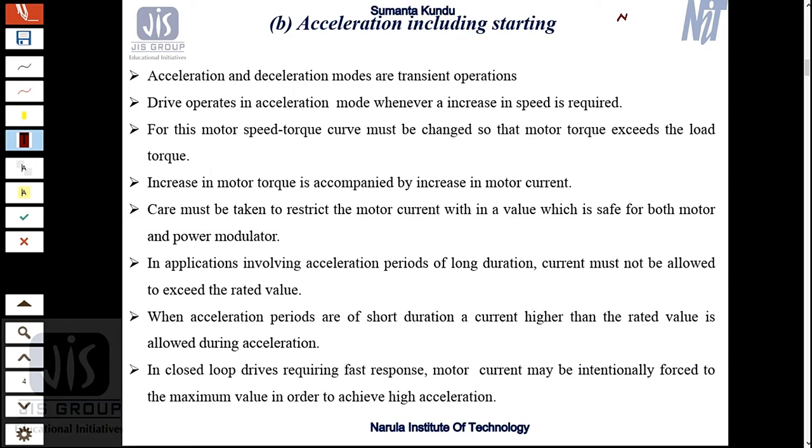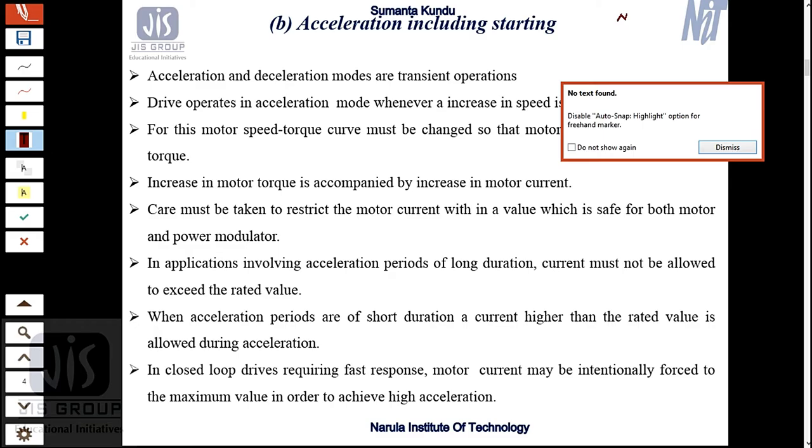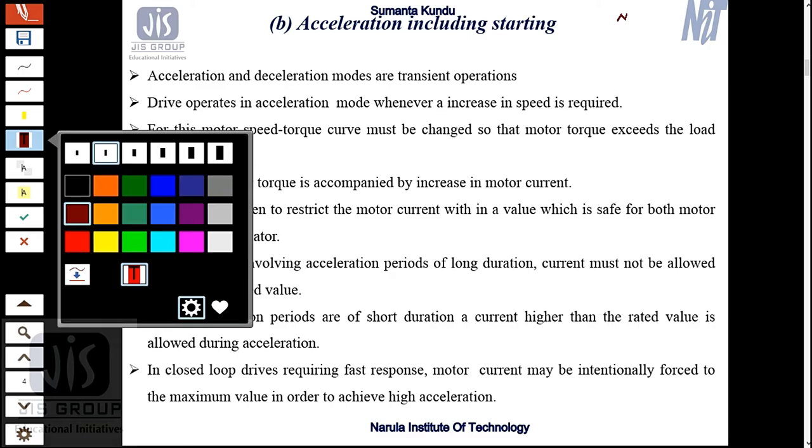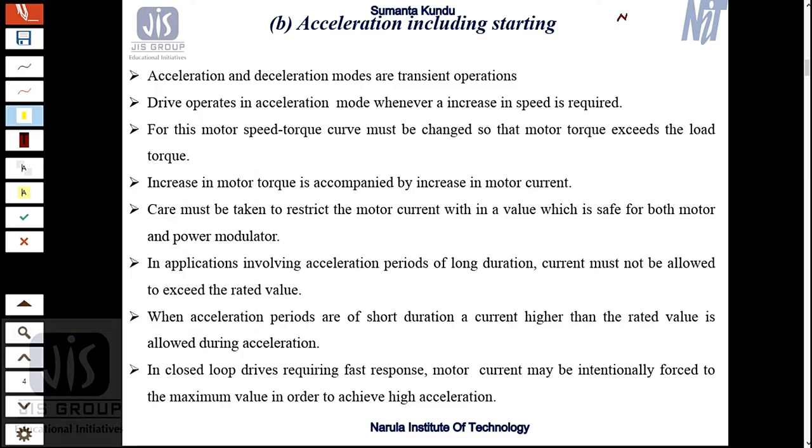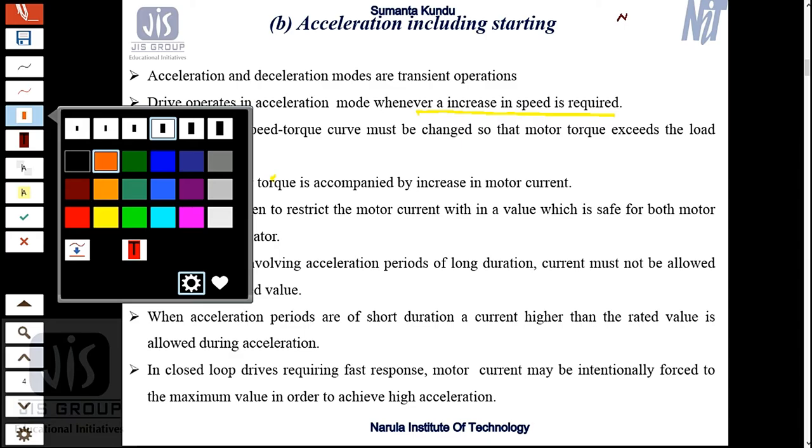So, acceleration including starting. Now we are going to discuss these two topics, acceleration including starting and deceleration including stopping, with a speed transition path graph in the speed torque curve in a very simple fashion. Now, a quick recapitulation: we know that acceleration and deceleration both are transient operations, and this drive operation is in acceleration mode whenever an increase in speed is required. So when there is a requirement of increase in speed, we use this drive operation.